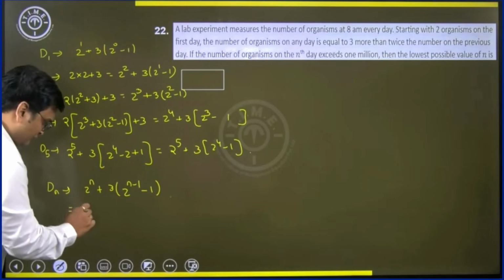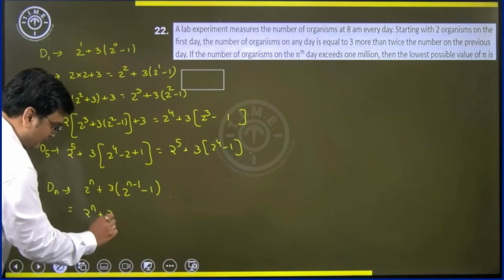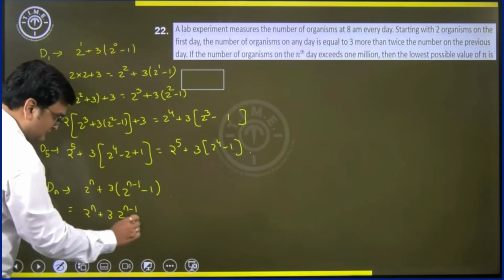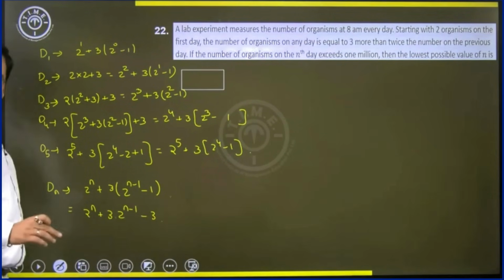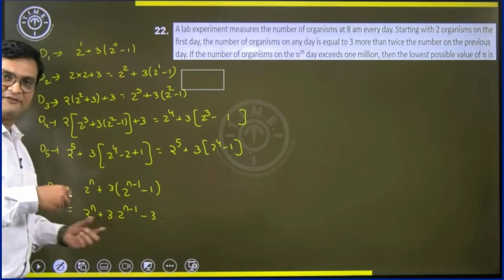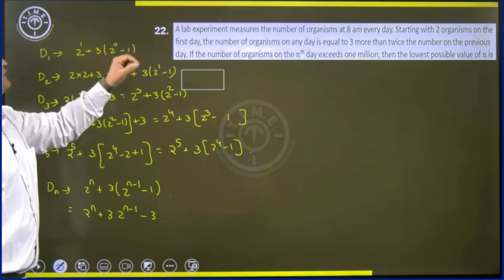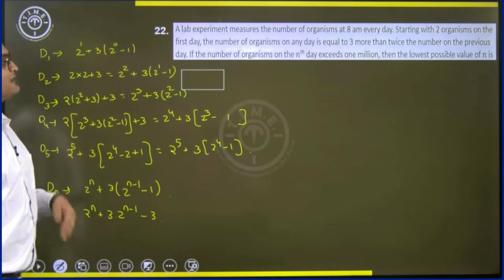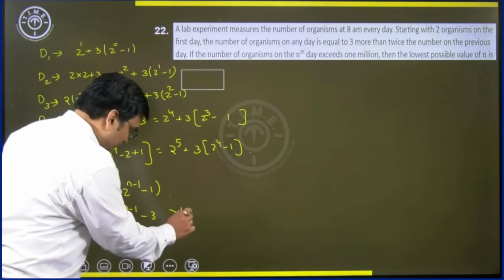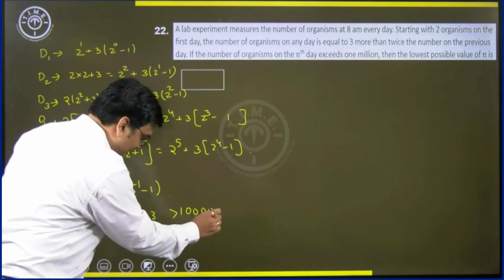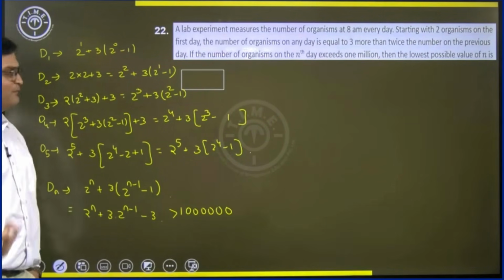So when you simplify this, what do you get? 2 power n plus 3 into 2 power n minus 1 minus 3. This is the general expression for the nth day number of organisms. According to the question, if the number of organisms on the nth day exceeds 1 million, so this should be more than 10 lakhs.